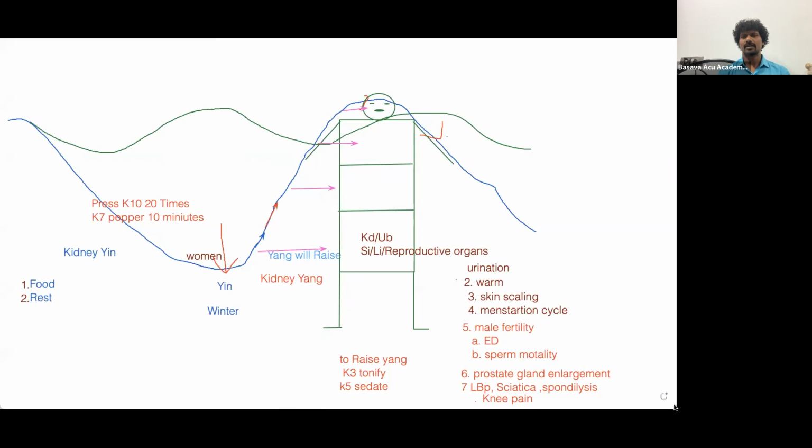Here one more thing I forgot. Your genitals and anus are controlled by the kidney. Any issues? Many are telling some heat boils in the vaginal area. There is heat, kidney heat. Just tell the patient either to put pepper on K7 or press K10. That heat boil will go off.